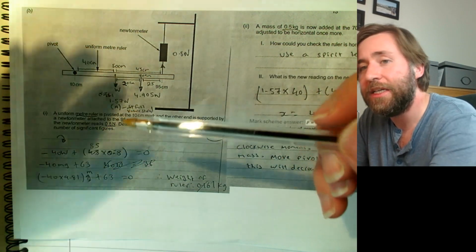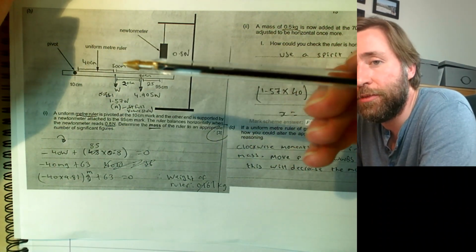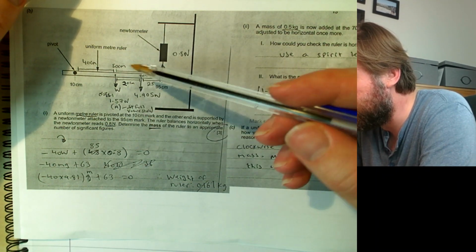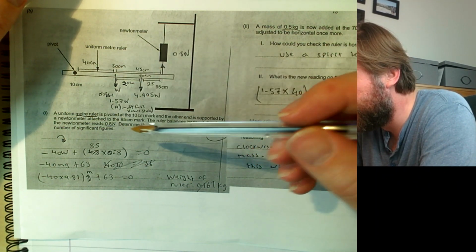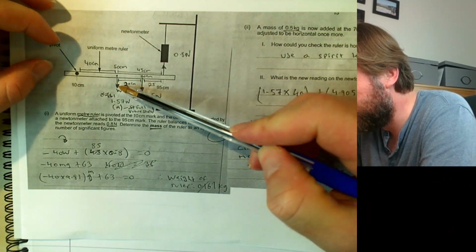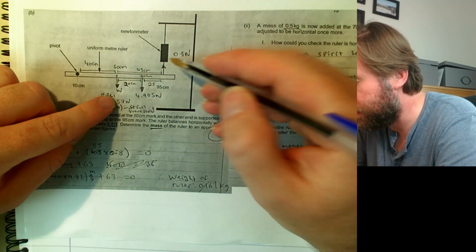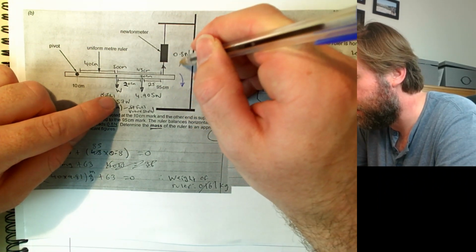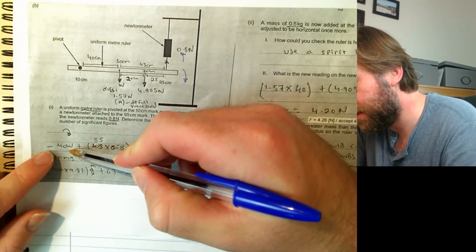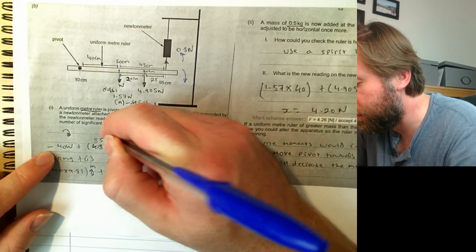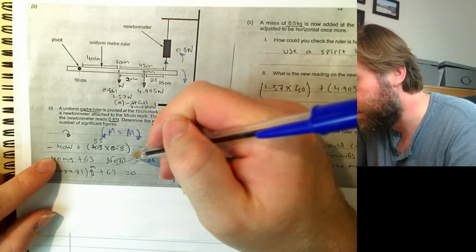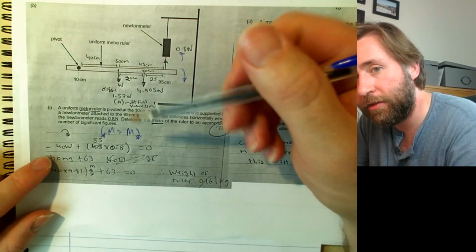So let's just chat through it, because they can ask some pretty tricky moments questions, I think, right? When you recognise moments, the first thing to do is to recognise clockwise and anti-clockwise, right? So the weight of the uniform metre ruler is providing a moment in this direction, which is clockwise, and the Newton meter is providing a moment in the anti-clockwise direction. So this is what this person's done, and they've just made one of them negative. They've gone straight from clockwise moments equals anti-clockwise moments to just the sum of the moments, if I call one of them negative, equals 0, and that's absolutely fine.